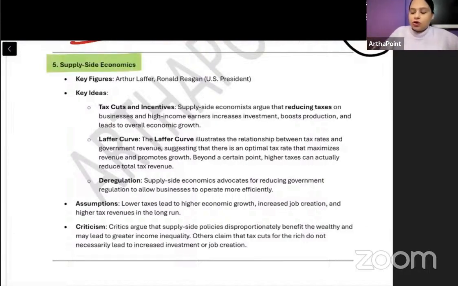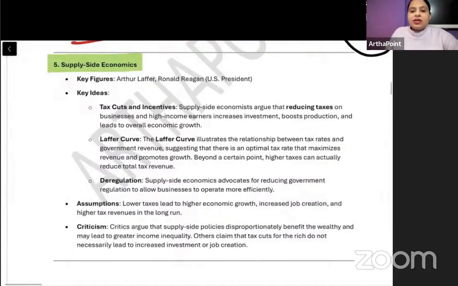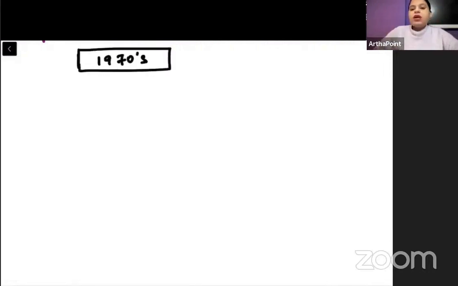बहुत important है, बहुत ज़्यादा. ठीक है. So supply side economics, first let me tell you कि क्या था पूरा ये. The supply side economics, basically it gained its popularity during 1970s. Okay. Why it gained its popularity?